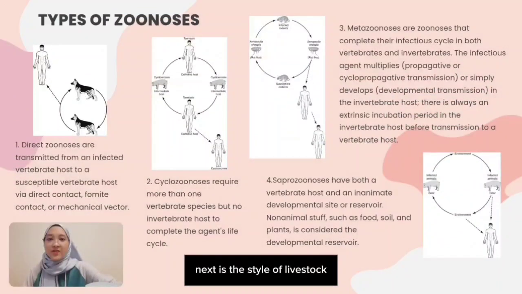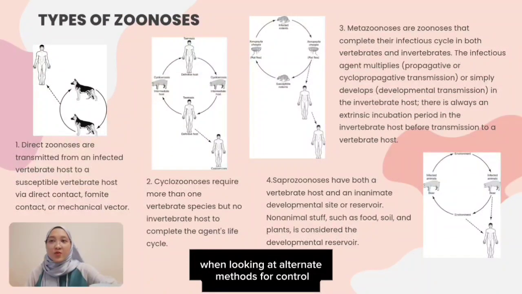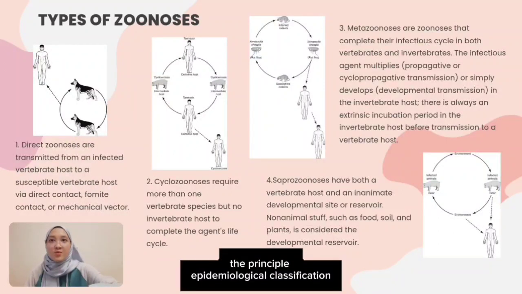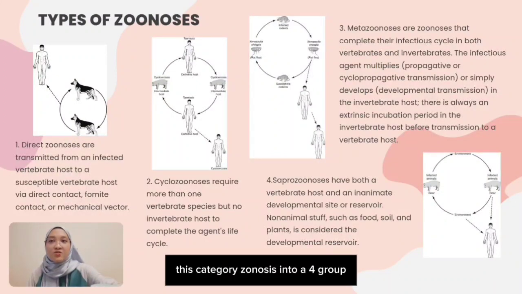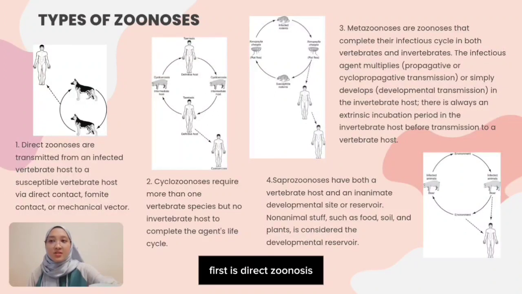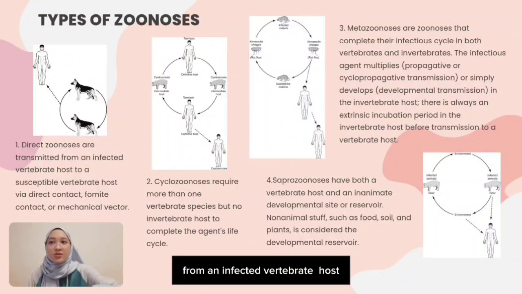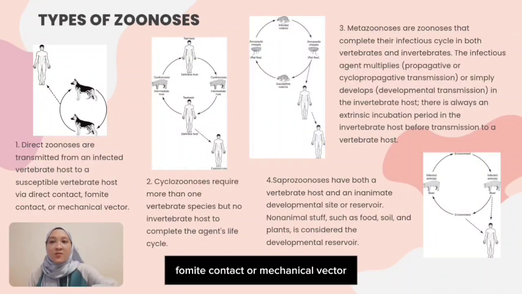Next is the type of livestock zoonotic disease. When looking at alternate method for control, the principal epidemiological classification based on the zoonosis maintenance cycle is essential. This categorizes zoonoses into 4 groups. First is direct zoonoses. They are transmitted from an infected vertebrate host to a susceptible vertebrate host via direct contact, fomite contact, or mechanical vector.